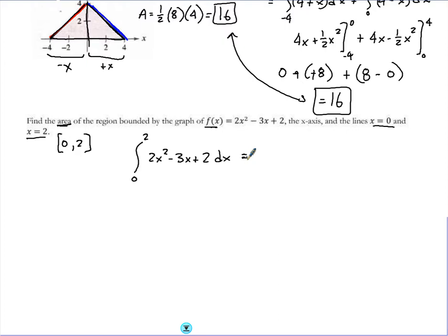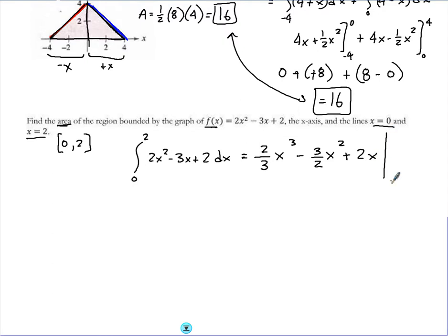So the first thing to do is find the antiderivative of my function. Here, let's raise my power to a 3. Because there's a 2 out in front, I want a 2 left over, but I need to divide by that 3, so that's 2/3 x cubed. Minus x squared, but I want a 3 there, so I'm going to have 3/2 x squared, plus 2x. And we're going to integrate this from 0 to 2.